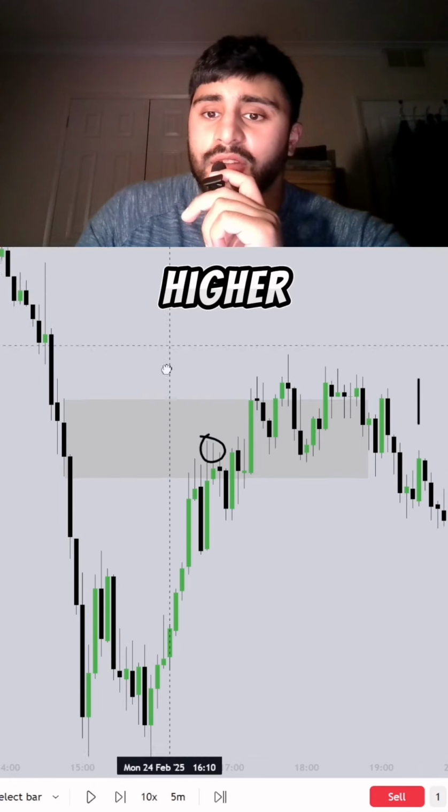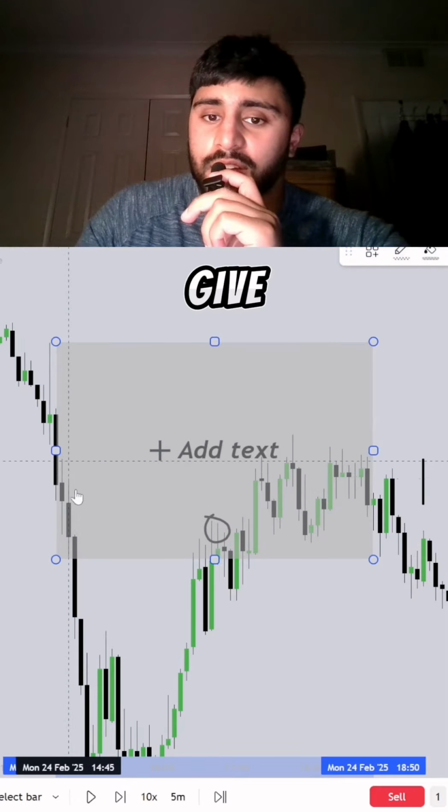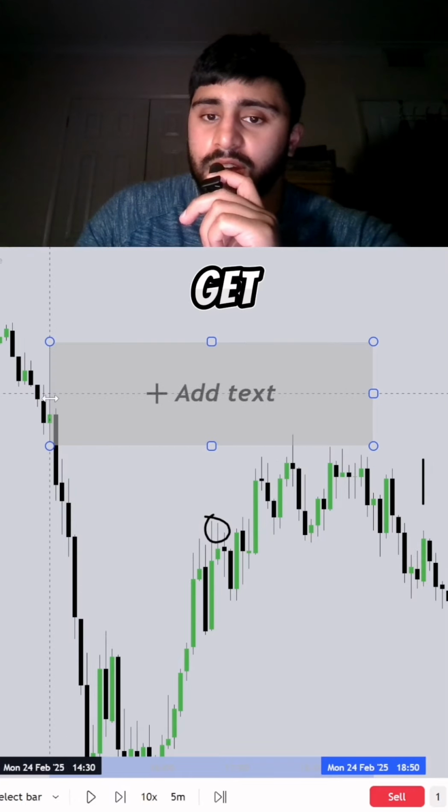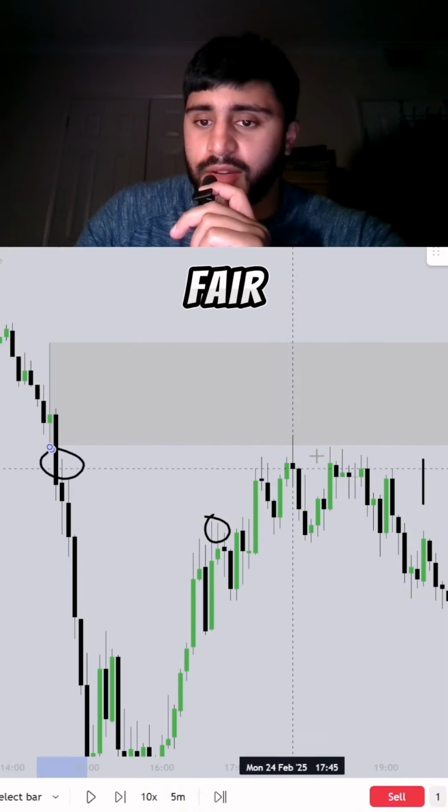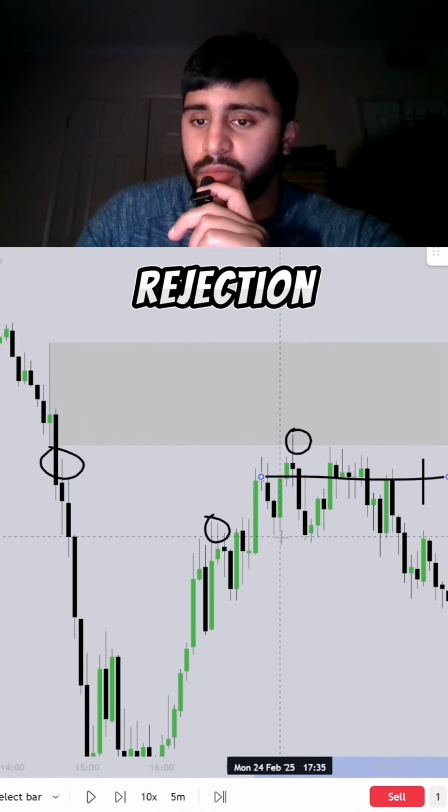Now from here, we're going to head higher and go to this fair value gap. So we saw price give a nice wick over here, and this was the fair value gap. Notice how this is the order block, because the order block is just before the fair value gap. So this is the fair value gap here, and we have a very, very clean rejection from this area.